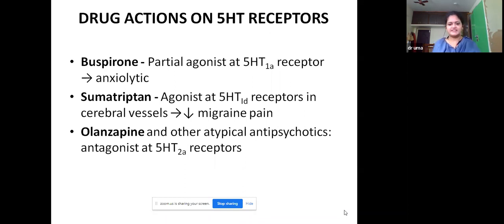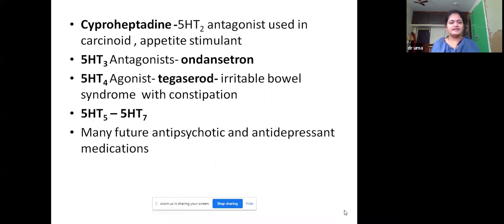Olanzapine and other atypical antipsychotics have antagonist action over the 5-HT2A receptors. Cyproheptadine is a 5-HT2 antagonist used in carcinoid, and it is also an appetite stimulant. It also has antihistaminic and anticholinergic effects. 5-HT3 antagonist is ondansetron. 5-HT4 agonist is tegaserod, used in irritable bowel syndrome with constipation. And 5 to 7 are future research receptors.